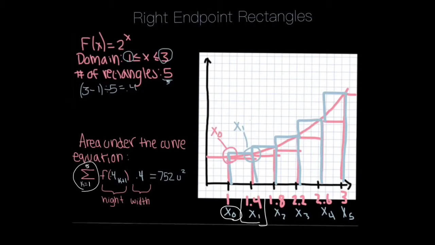If you plug the same equation into your sum program with the new indices, you should get 992 units squared, which is an overestimation of the area.